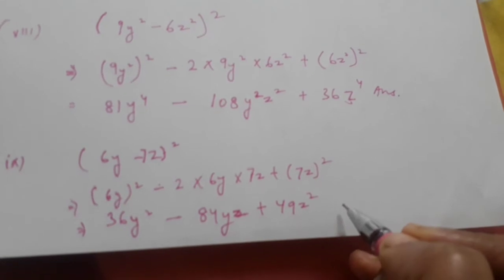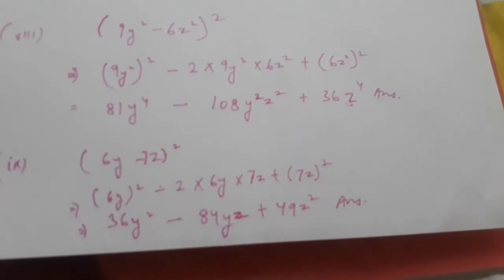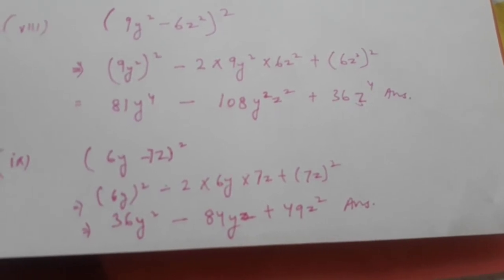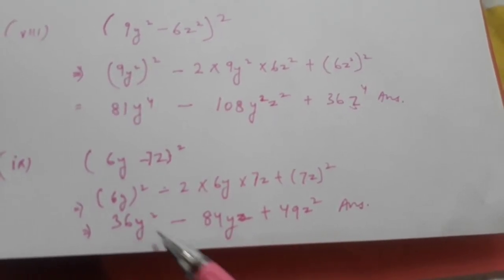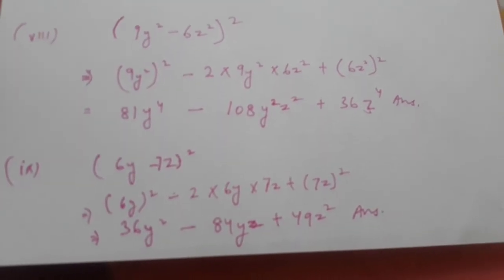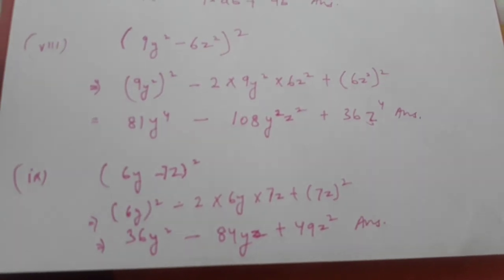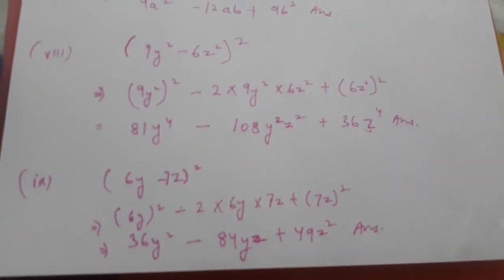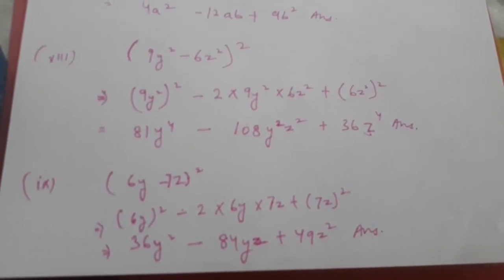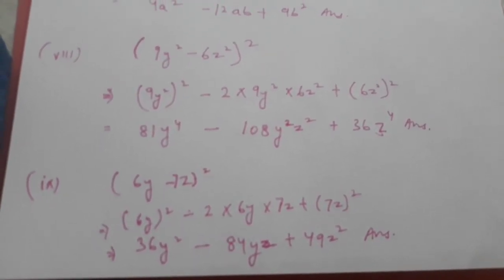So this is the answer of the 9th part of question number 3 of exercise 6.2, class 8, publication house Goel Brothers Prakashan: 36y² − 84yz + 49z². So we are left with 3 parts, because question number 3 is quite a big question having 12 parts in it. So let's check out how to solve the 10th, 11th and 12th parts.